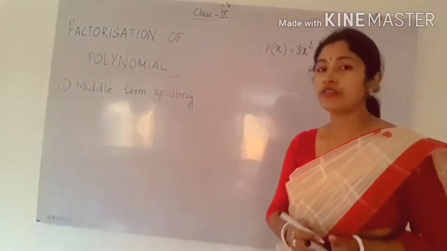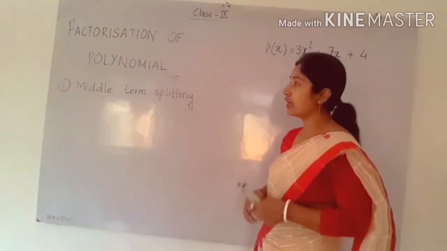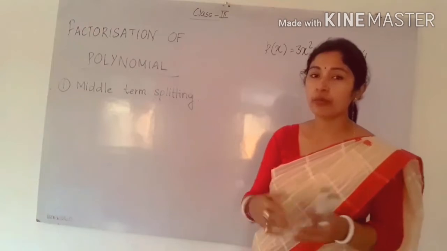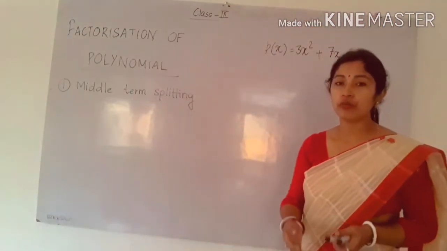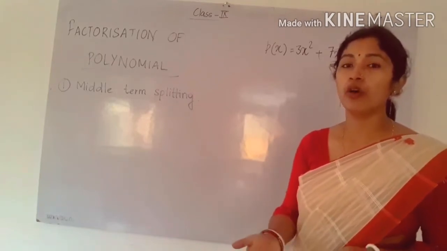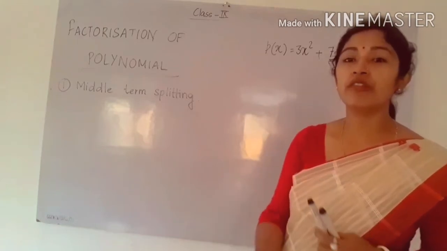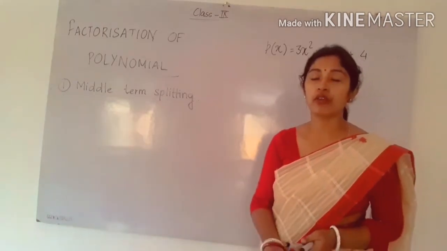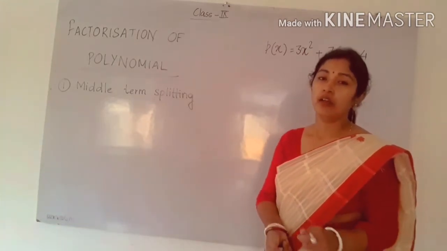So the next topic is factorization of polynomials. You have to factorize a polynomial, that means you have to break the polynomial. So how to break a polynomial? A linear polynomial cannot be broken because in a linear polynomial we have only degree equal to 1. So which polynomial can we factorize? We can factorize a polynomial having degree greater than 1.